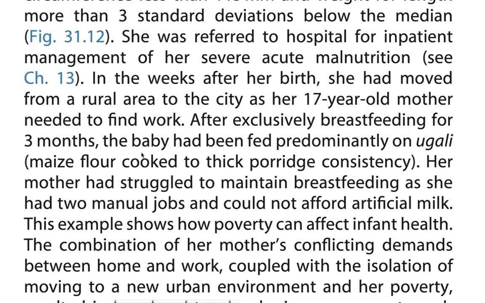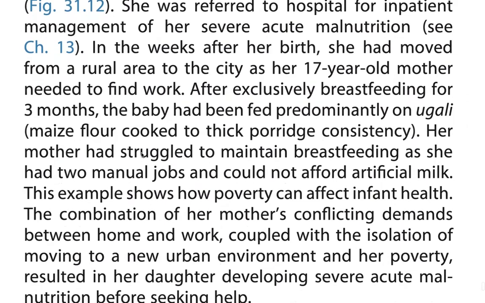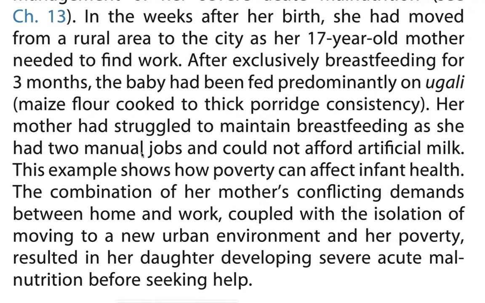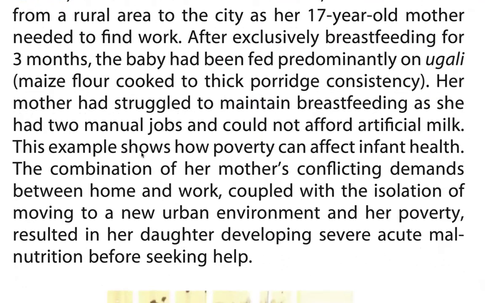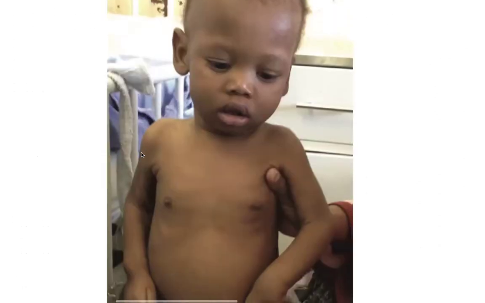In the weeks after her birth, she was moved from a rural area to the city as her 17-year-old mother needed to find work. After three months, the baby had been fed predominantly on maize flour cooked thin for its consistency. Her mother struggled to maintain breastfeeding as she had two manual jobs and could not afford childcare. This example shows how poverty affects children. This combination of harassment and conflicting demands between home and work, coupled with isolation in a new urban environment and poverty, resulted in a daughter developing severe acute malnutrition before 6 months.